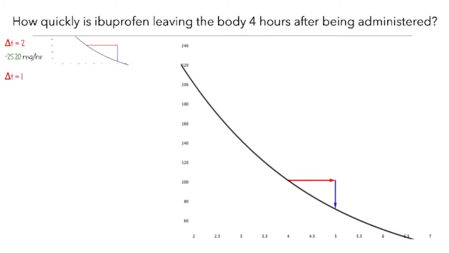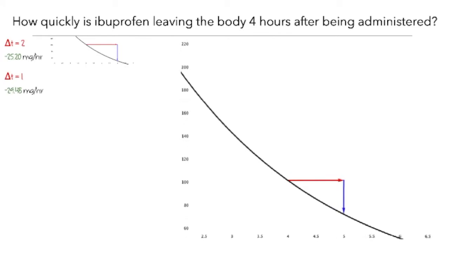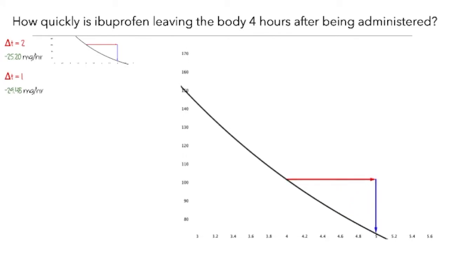We can compute the average rate of change over this interval by dividing the change in f by change in t. So delta t is 1 hour. The average rate of change is negative 29.48 milligrams per hour. Let's zoom in a little bit to see this better. We'll keep this image on the screen to compare with some other approximations.